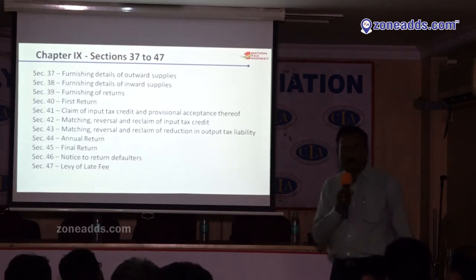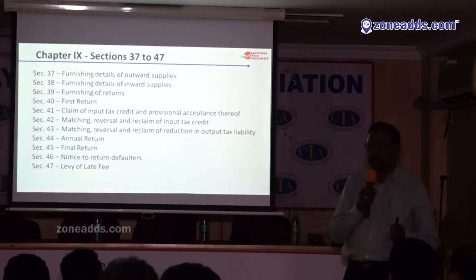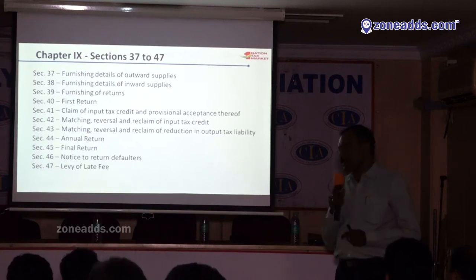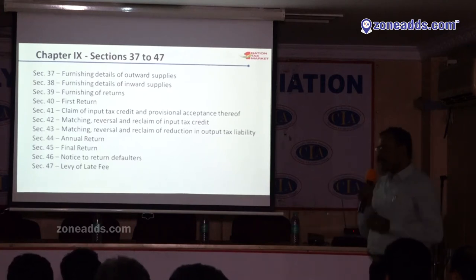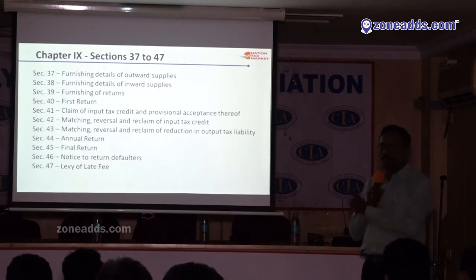Final return is a return filed by the person whose registration is cancelled. This return has to be filed within 90 days from the date of cancellation. Once the registration is cancelled, your liability doesn't end there. It continues till you file the final return.